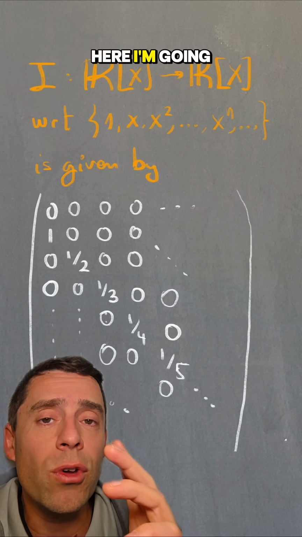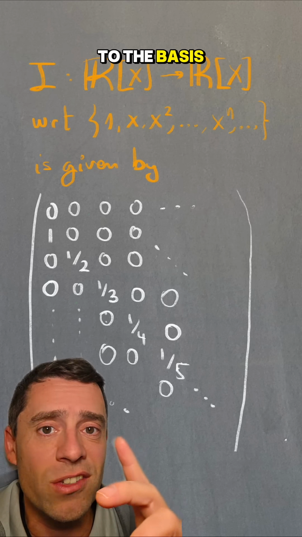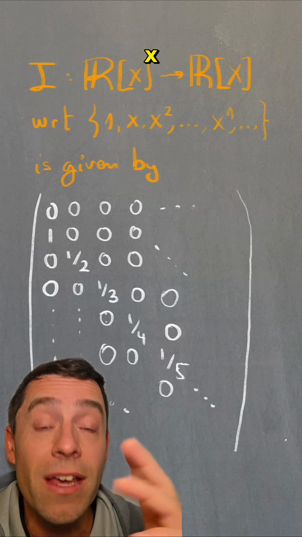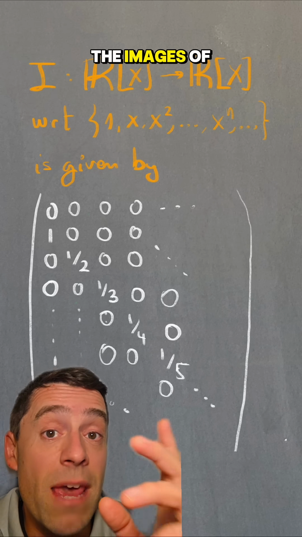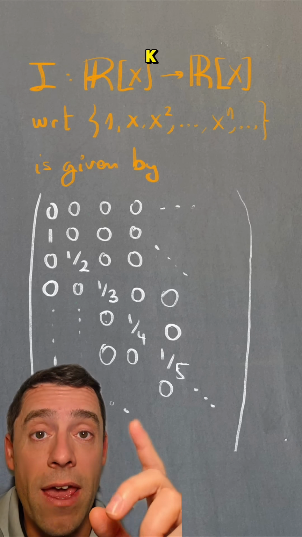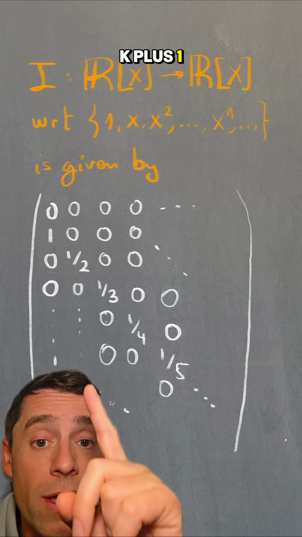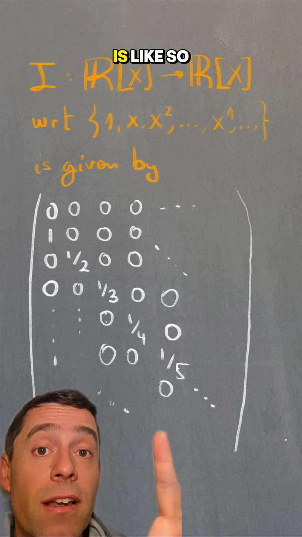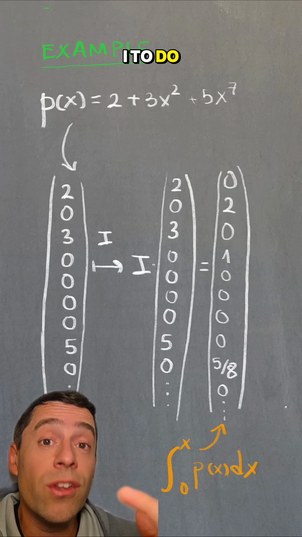So actually here I'm going to just use an infinite dimensional vector space, which is R[x], with respect to the basis 1, x, x squared, powers of x, and write an infinite matrix that gives me the images of x to the k. X to the k should map to x to the k plus 1 divided by k plus 1. So the matrix is like so. And then I can use multiplication by this matrix I to do integration of polynomials.